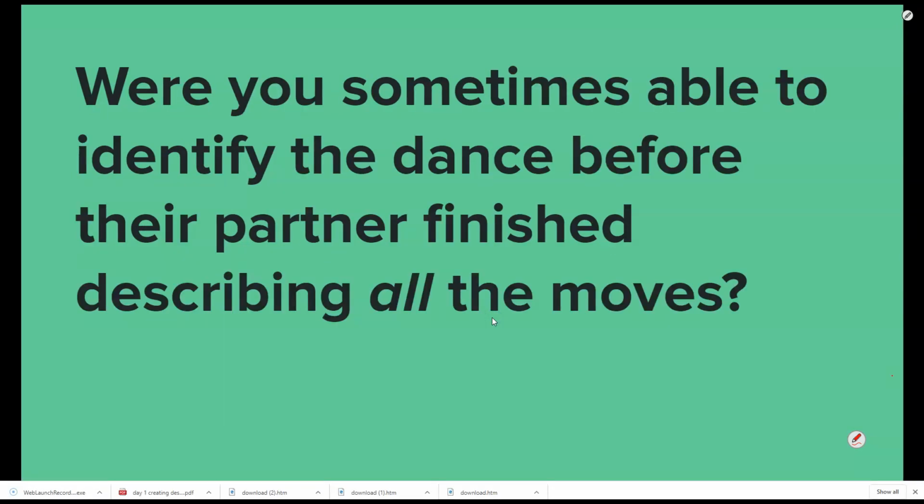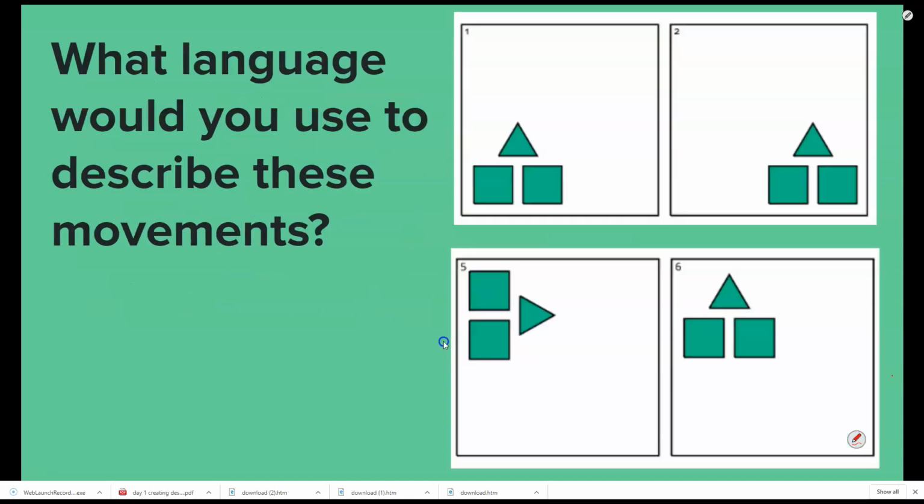Okay, were you sometimes able to identify the dance before your partner finished describing all the moves? I think if you were in class, you were catching on pretty good, and you can basically see. But if you're online, you're probably not going to be able to catch on to your partner. I'm sorry.